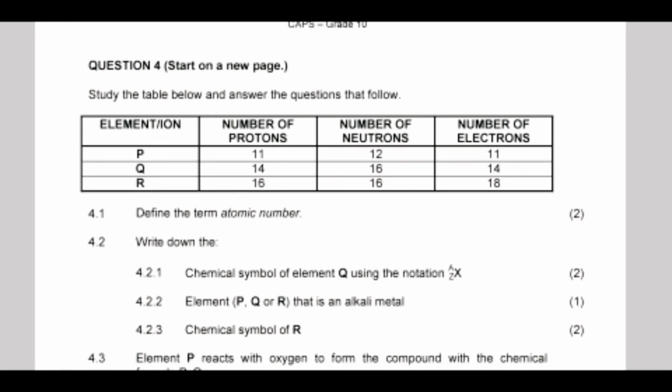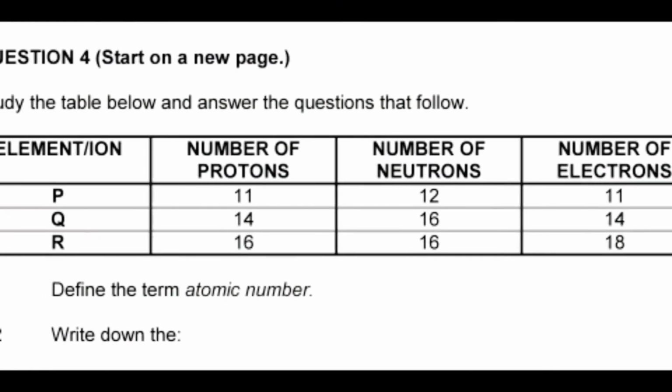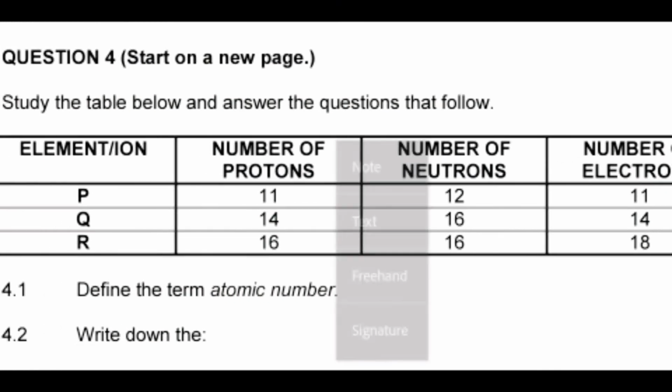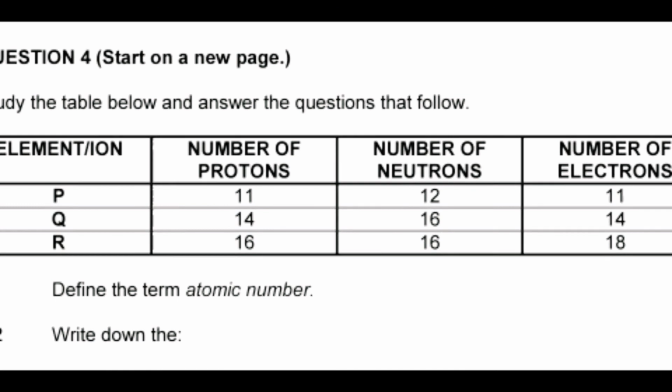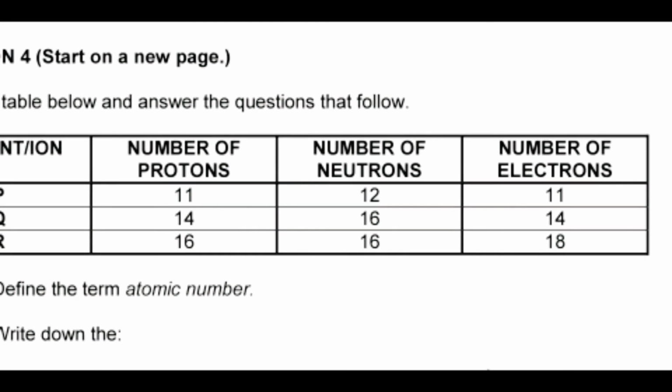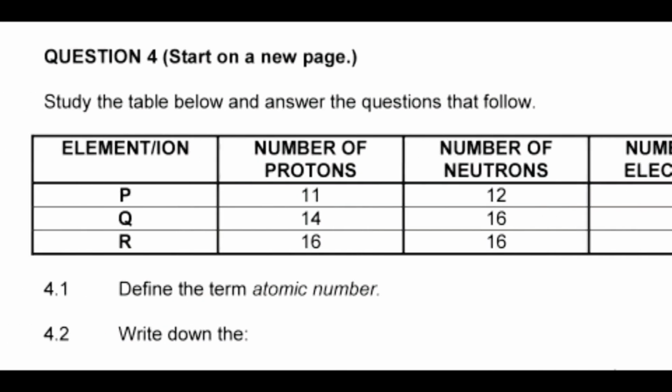So let us read question 4. Question 4 says, study the table below and answer the questions that follow. We are given a table. It has 4 columns. The first column is the element or the ion, the number of protons, the number of neutrons, and then finally the number of electrons.